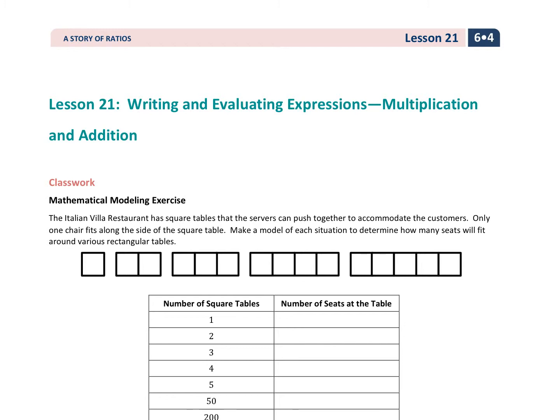So this says the Italian Villa restaurant has square tables that servers can push together to accommodate the customers. Only one chair fits along the side of a square table. Make a model of each situation to determine how many seats will fit around various rectangles. Take a second on your own, because I'm sure you could do this faster than waiting for me to write all this stuff down. And I would fill out the first part of this table by thinking how many people can fit around each of these tables. So take a moment to do that while I fill it in.